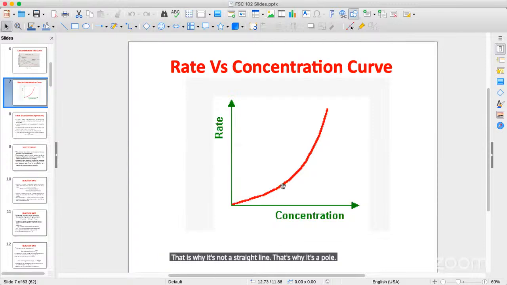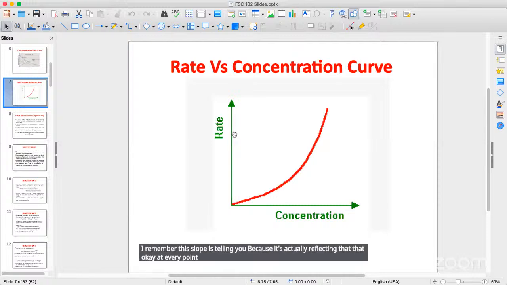And remember, the slope is reflecting that at every point here, the rate relationship data is not a straight line relationship. It's not a linear relationship. Almost, but not, because you get a curve.